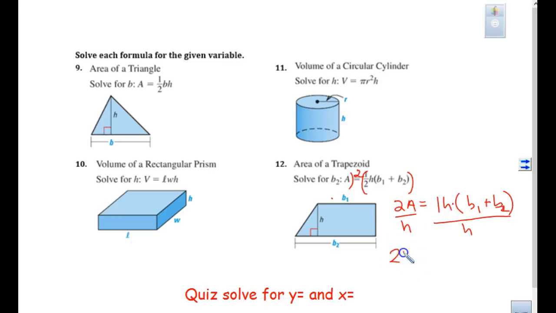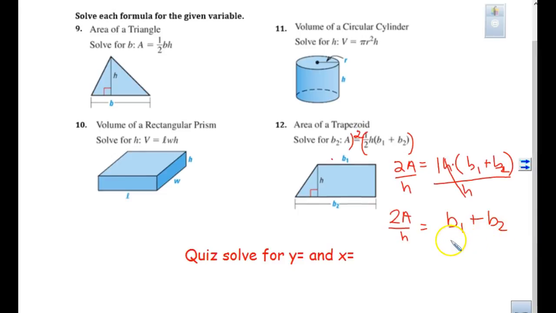2 times capital A over H equals, oh, this is kind of nice. I don't have a parenthesis anymore, right? I don't have to write the parenthesis. B sub 1 plus B sub 2. Am I almost home free? Yes. Nick, what do I have to do to solve for B sub 2?